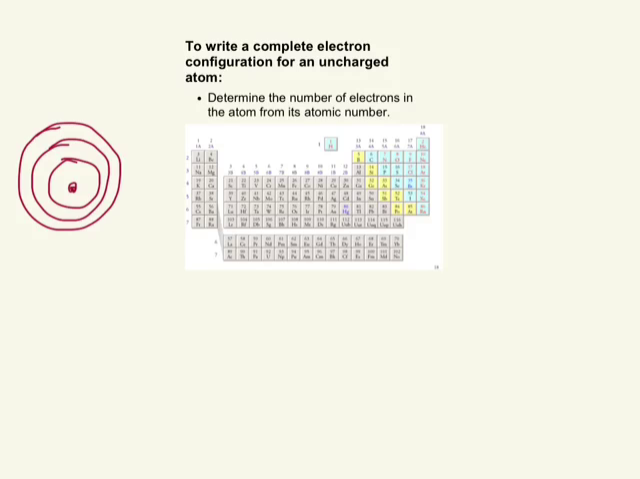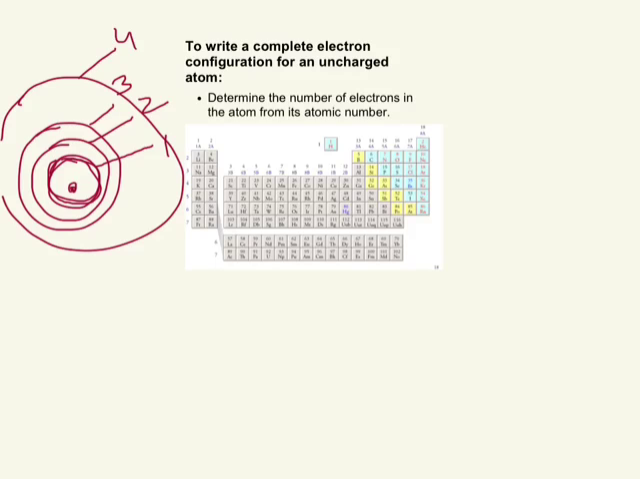These shells are numbered n equals 1, 2, 3, 4, and so forth. The shell that's closest to the nucleus is n equals 1, then 2, 3, 4, and so on. Electrons in the shells closer to the nucleus are held more tightly and are lower in energy. On the other hand, electrons farther from the nucleus are held less tightly and are higher in energy.